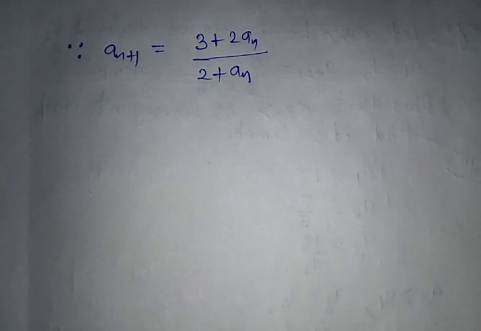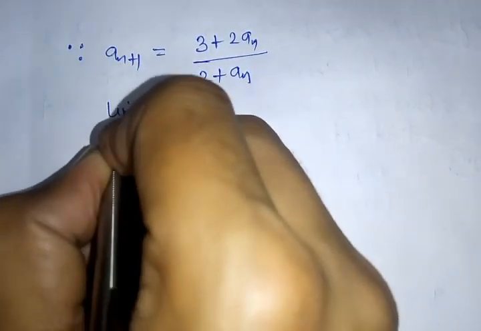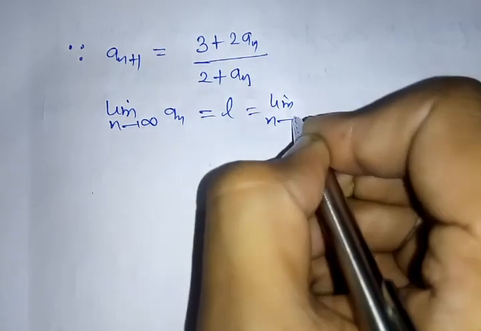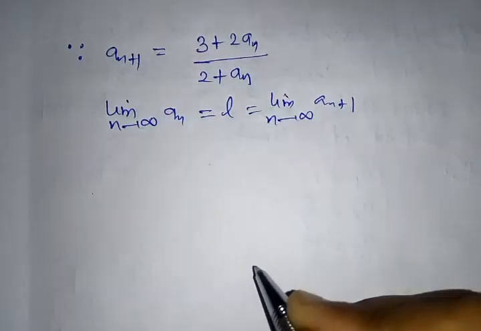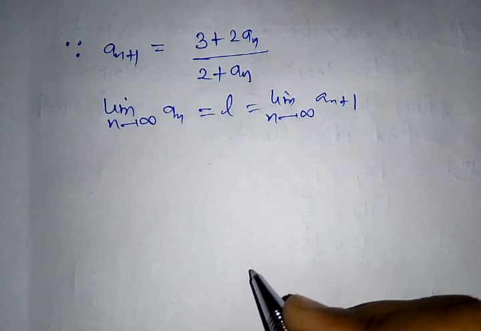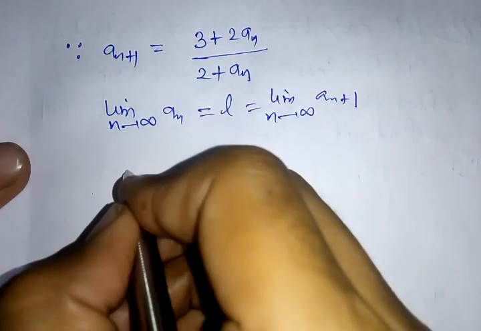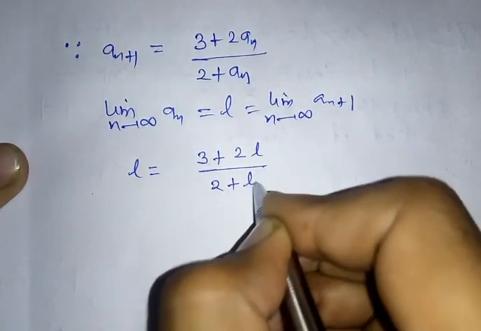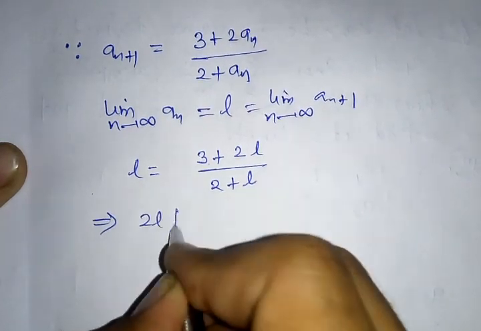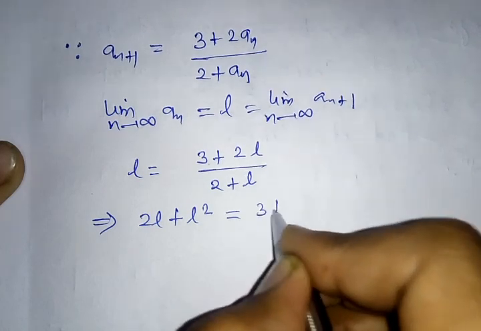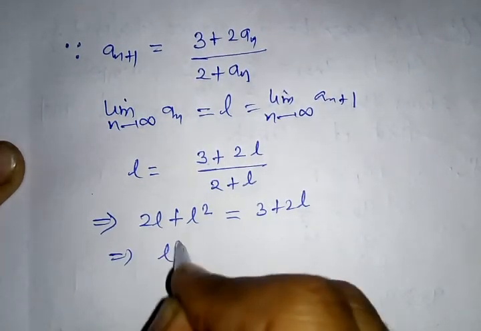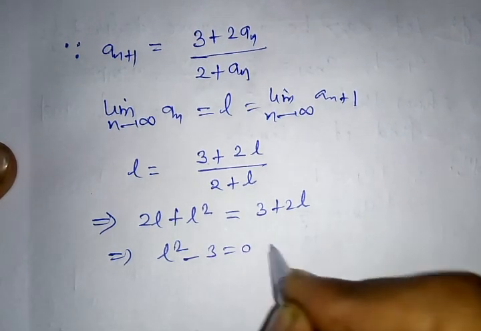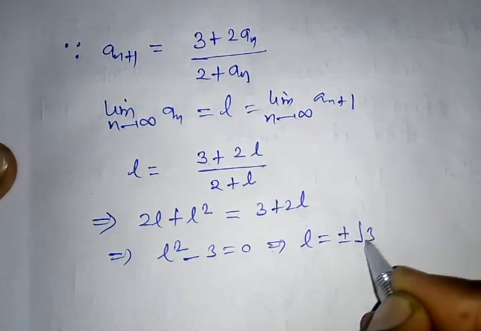If I take the limit n tends to infinity, an is L, which is equal to the limit n tends to infinity of an plus 1. So taking the limit of the expression, we get L equal to (3 plus 2L) upon (2 plus L), or this implies 2L plus L square equals 3 plus 2L, and we find L square minus 3 equal to 0, which implies L equal to plus minus root 3.